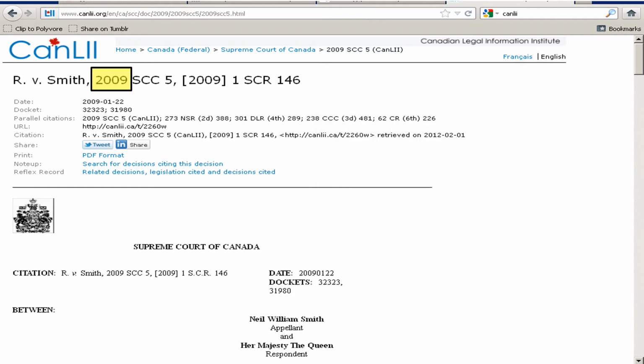We recognize the neutral citation at the top of the case, which tells us the year the case was decided, 2009. The court abbreviation SCC stands for Supreme Court of Canada. And the decision number 5. This was the 5th case decided by the Supreme Court of Canada in 2009. For case decisions found in online databases, the second source in our parallel citation is the online database identifier.